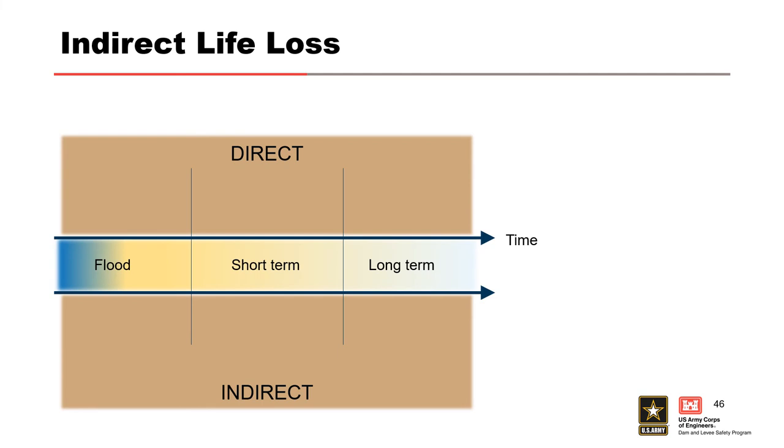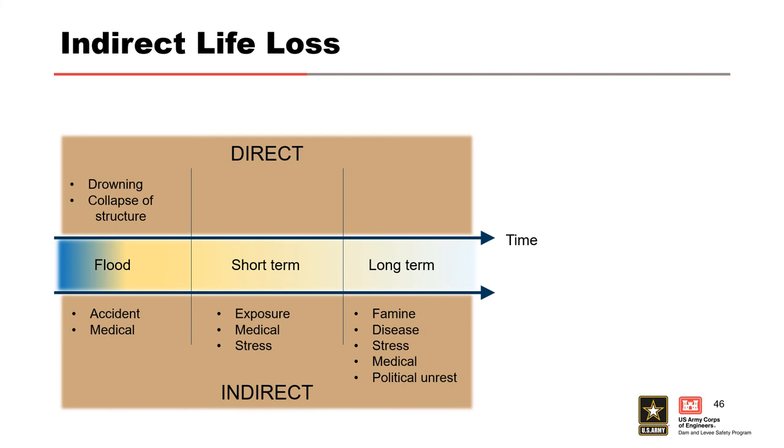Another way to think through the concept of indirect life loss is this timeline, right? During the flood, you're going to have drowning, collapse of structure. That's the direct life loss. But you'll also have accidents. And even before the flood, you see a lot of people losing their life because they're prepping for the flood to come. Then you have short-term afterwards, you have the exposure, medical conditions, and stress. But then there's this long-term one that's even more difficult than the other stuff we're talking about to try to capture, like famine, disease, and again, the stress, medical, and political unrest.